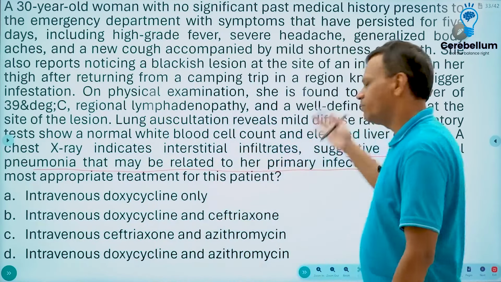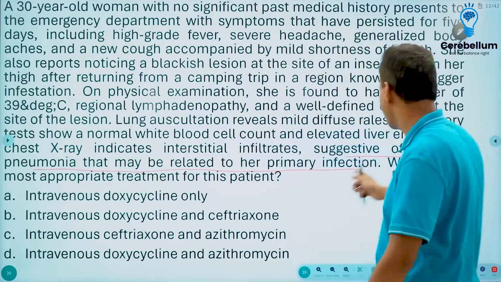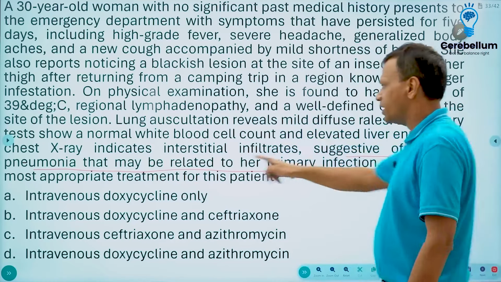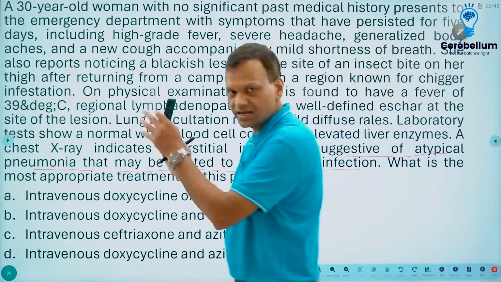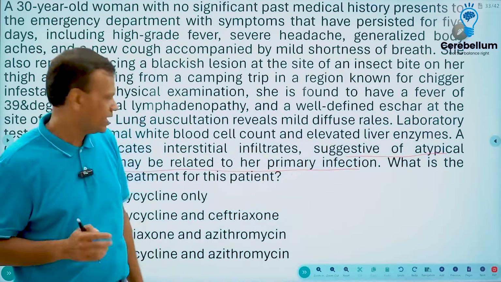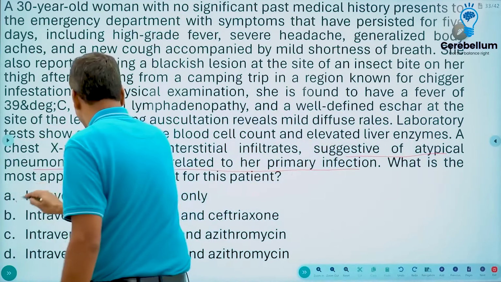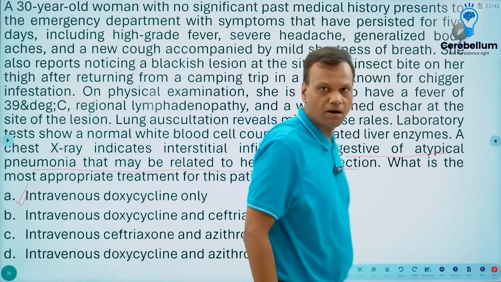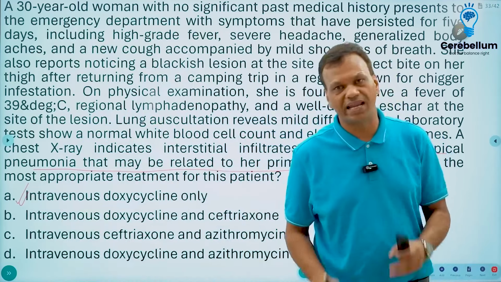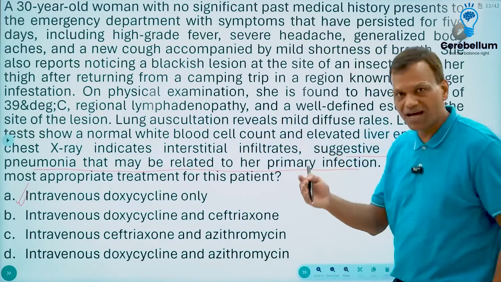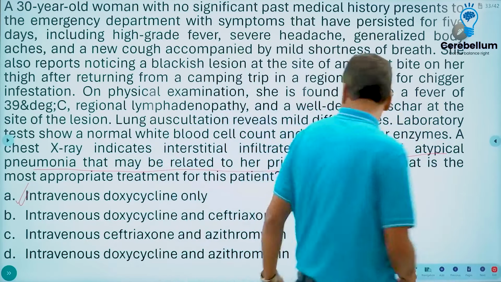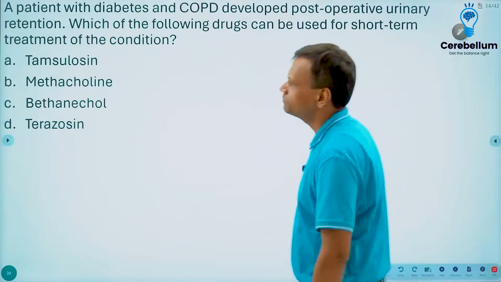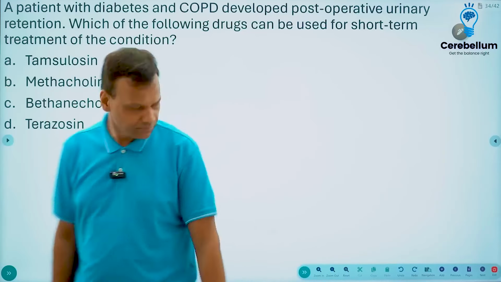Very good. The answer will be only doxycycline, because here it is saying that the atypical pneumonia is related to the primary infection. That means it is rickettsial infection only which is causing the atypical pneumonia. So the answer will be intravenous doxycycline only. Remember, do not add azithromycin unless you suspect that mycoplasma or chlamydia is also causing the infection. Okay, so the answer is doxycycline only. Clear? So this is another question.